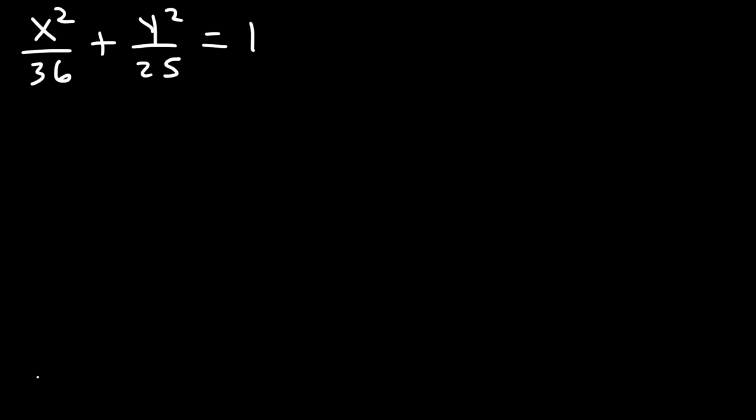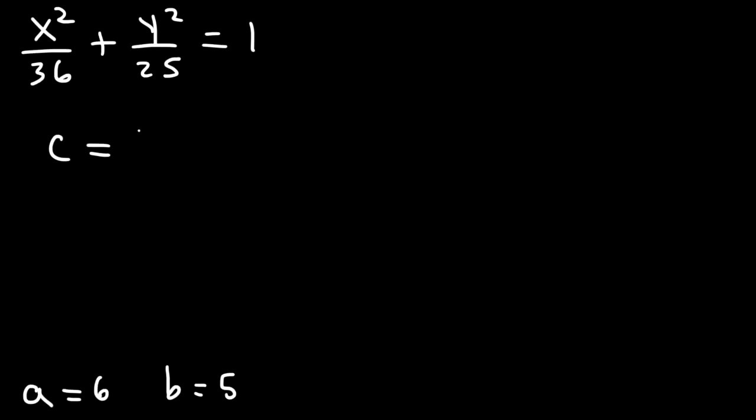Now let's work on another example. Let's say that we have the ellipse x squared over 36 plus y squared over 25 is equal to 1. Go ahead and find the circumference of the ellipse. Go ahead and calculate it. So a squared is 36, which means a is equal to 6, and b is the square root of 25, so b is 5.